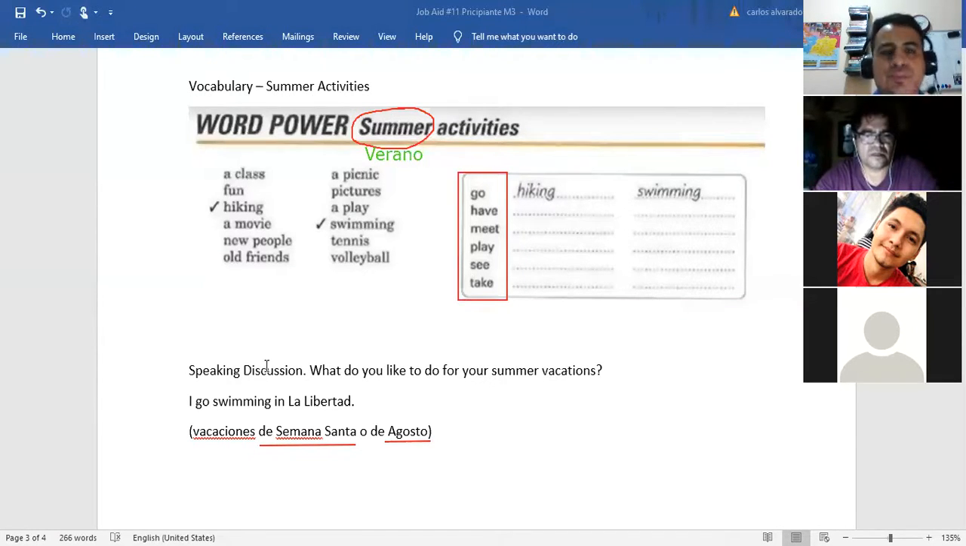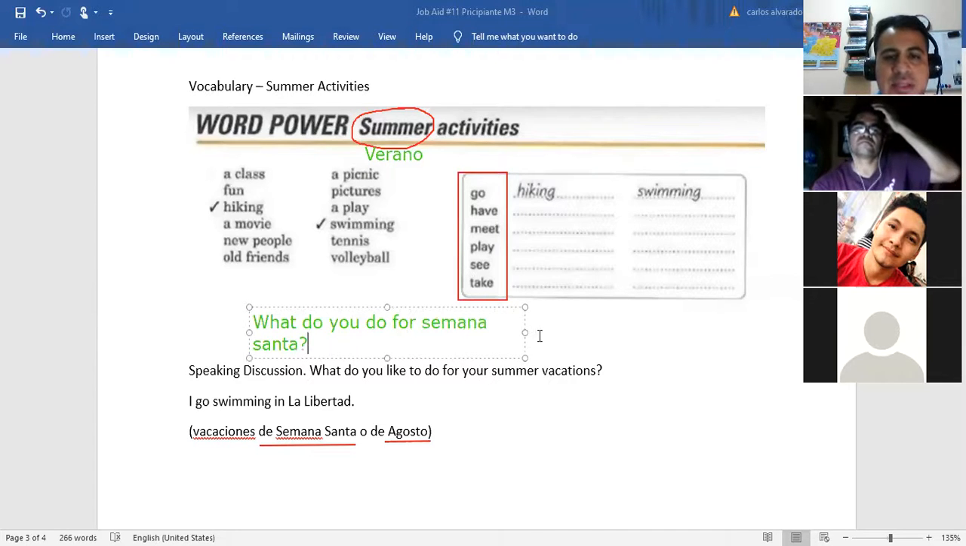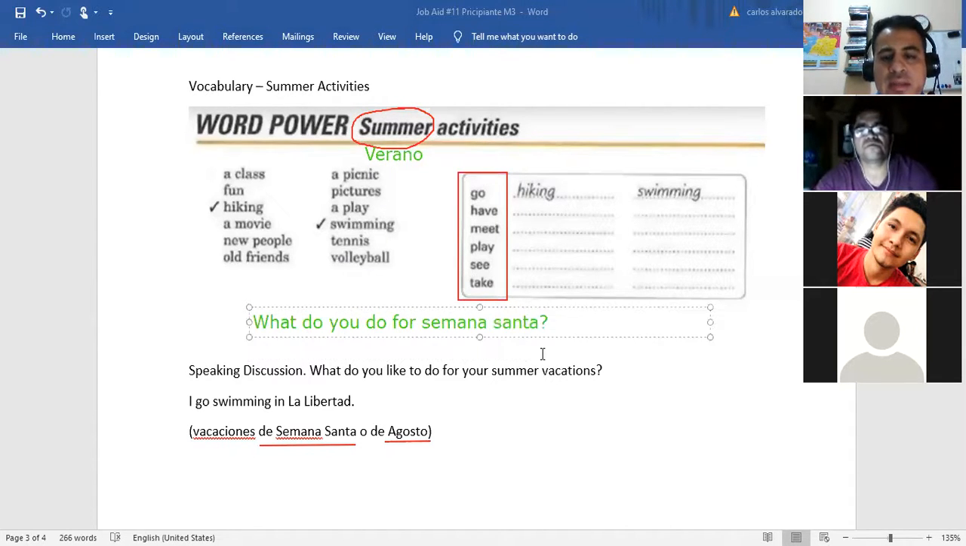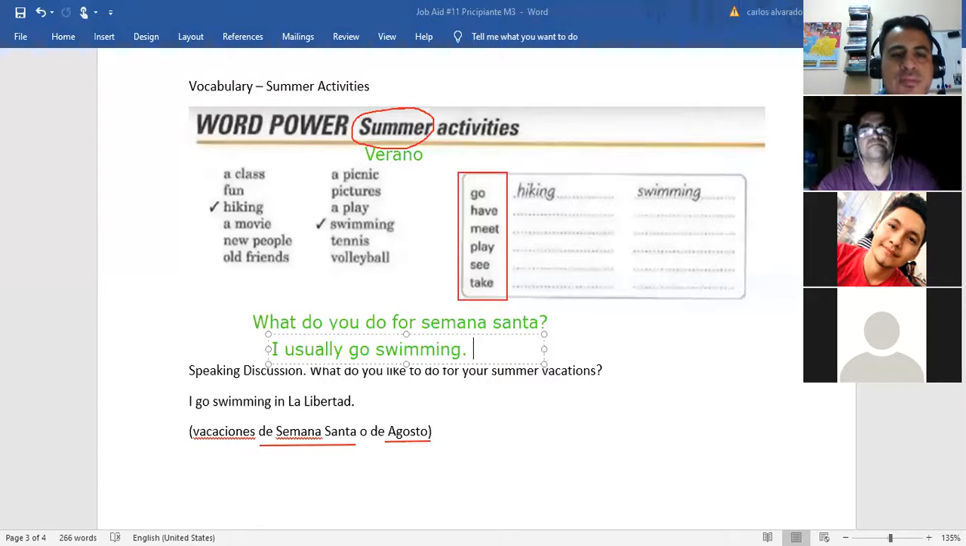Okay, so if I ask you, what do you do for Semana Santa? Right, what do you do for Semana Santa? Okay, vacations, right? Entonces, you can say, I usually go swimming. Me pueden poner un complemento también at the beach. Very good. Entonces lo que estamos uniendo es este verbo con un ing, un verbo en present participle, right?